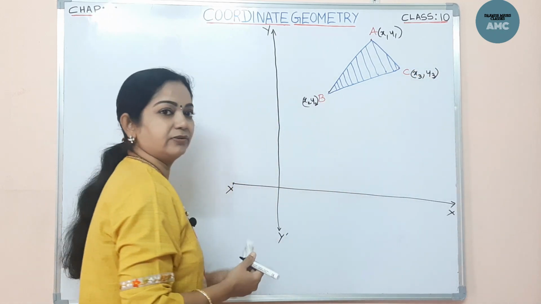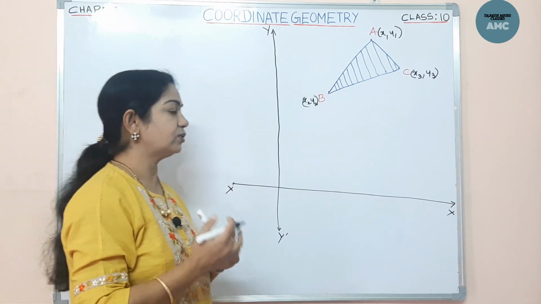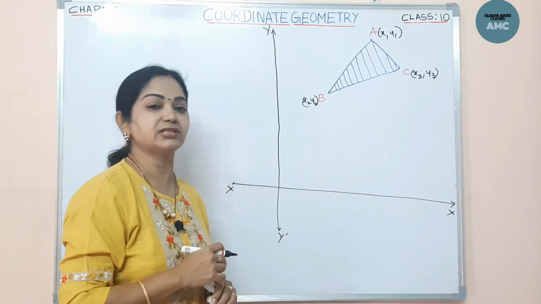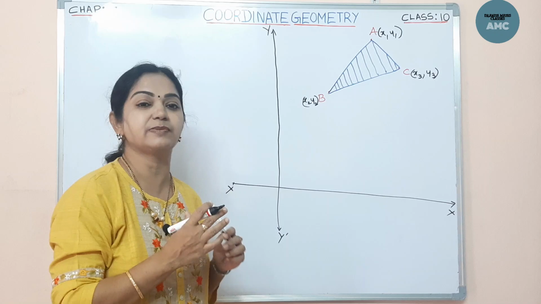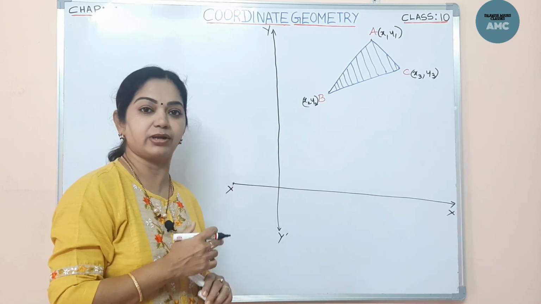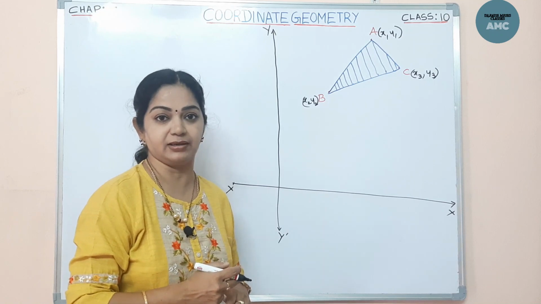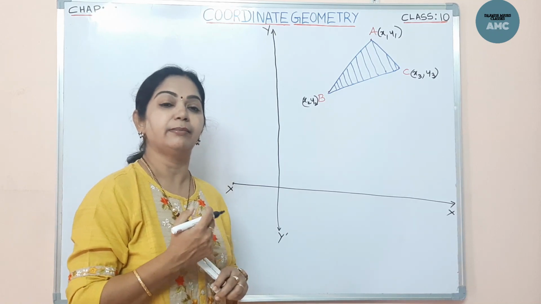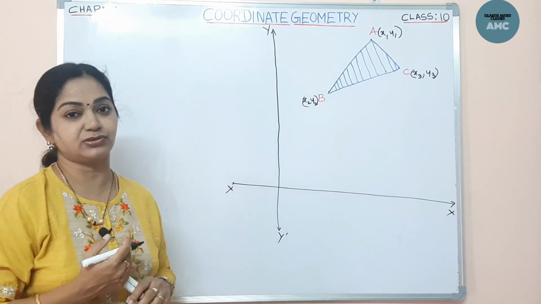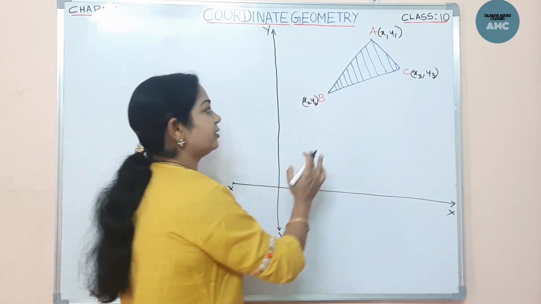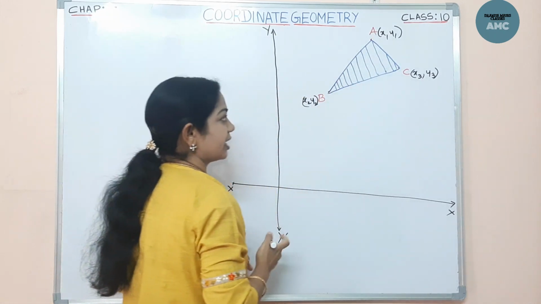Now we need to find the area. We also learned in our previous sessions about the distance formula, the distance between 2 points on the coordinate axes, as well as the section formula. We have even learned the midpoint and also the centroid formula. Now we are going to derive the area of this triangle.